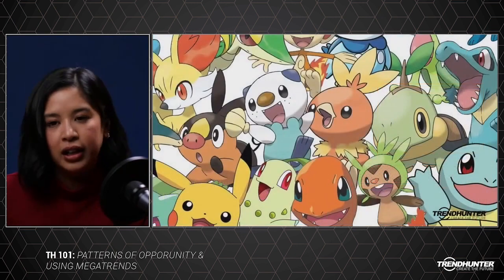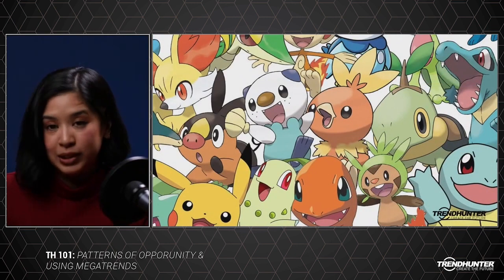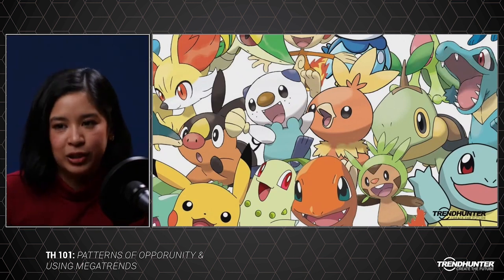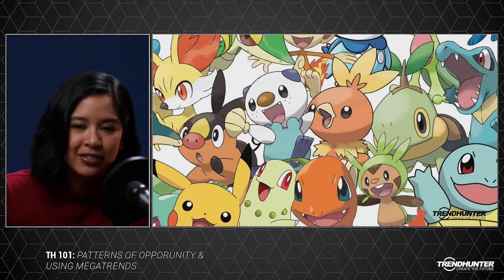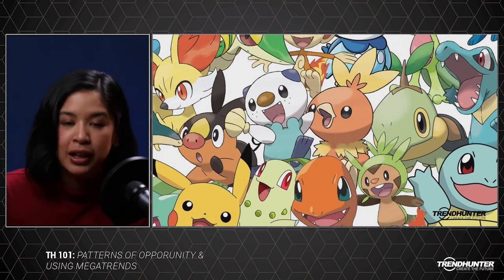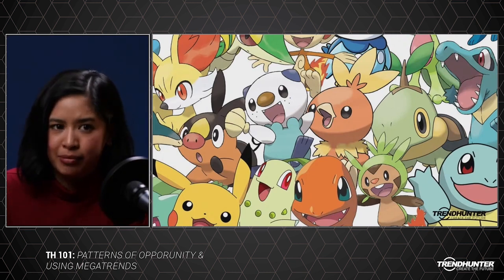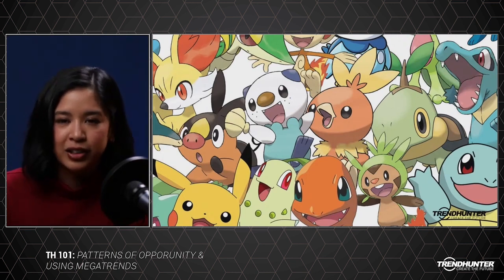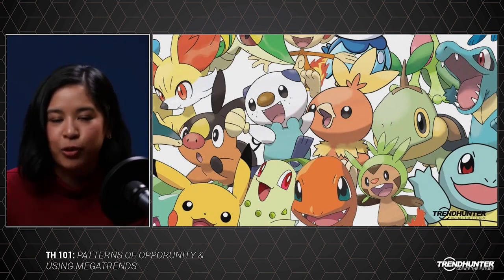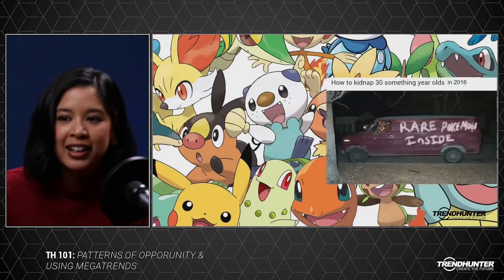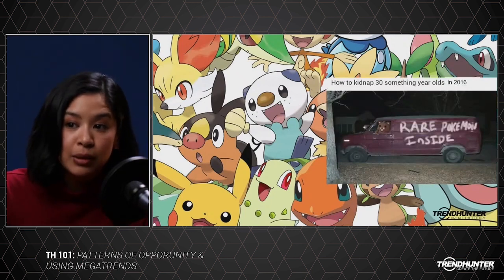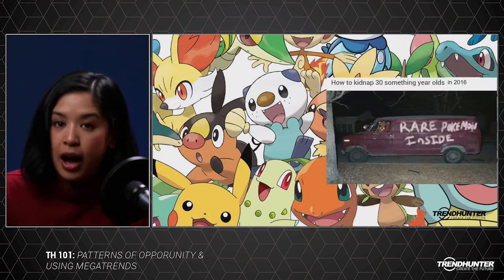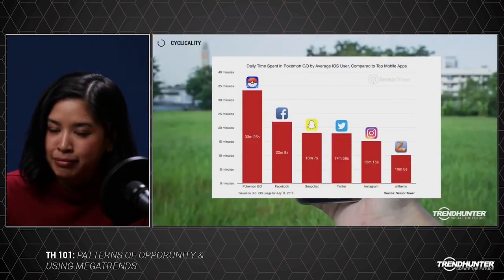Now, one of the examples of nostalgia that is nearest and dearest to me is Pokemon Go. You remember back in 2016 and 2017 when Pokemon Go was at its peak? I was playing the game a lot. I was definitely one of those people on the street kind of trying to figure out where I could find the most rare Pokemon, and this meme is basically about me. How to kidnap 30-something-year-olds in 2016. I probably would have gotten into that van.